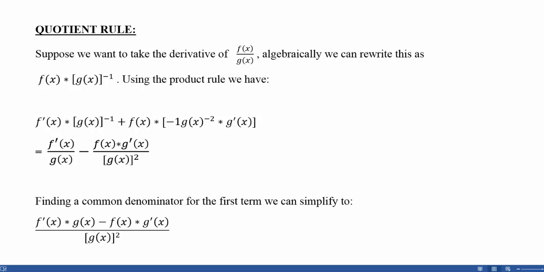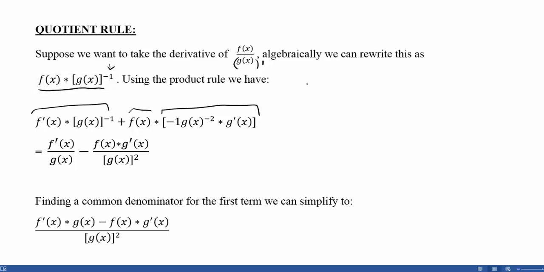So algebraically, we can rewrite this as f of x times g of x to the negative 1. We do that by taking this function, raising it to the 1 power, and bringing it up by making that power negative. We do this so that we can use the product rule, because to use the product rule, we have to have two things multiplied together. So from the product rule, we're going to take the derivative of the first function times the second, that's this first part, plus f of x times g prime of x.